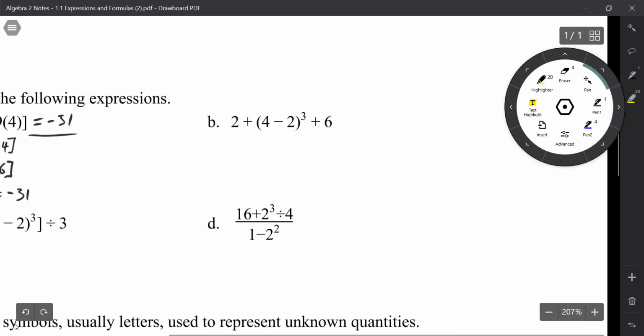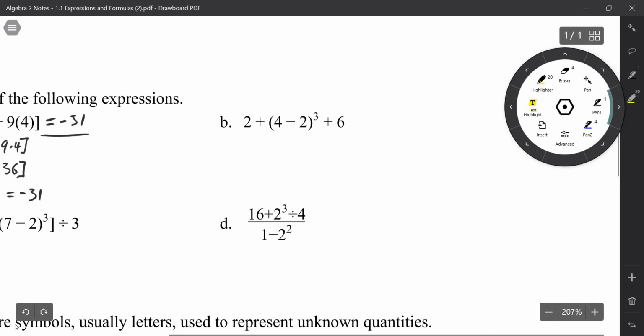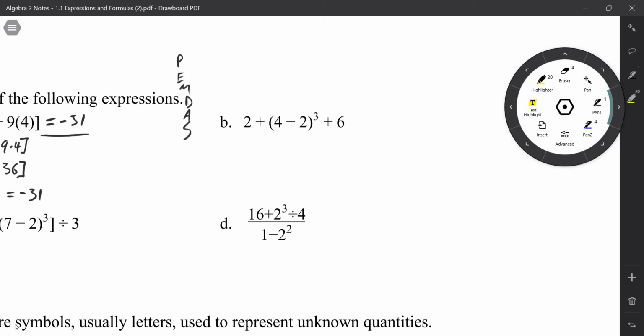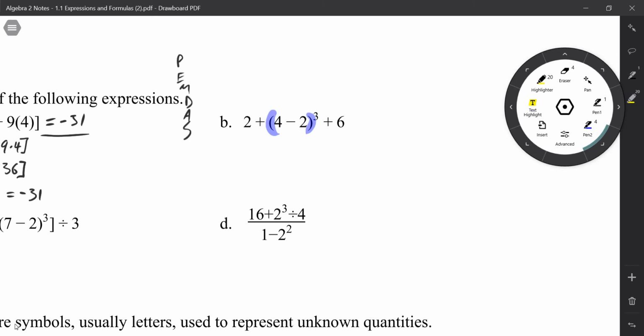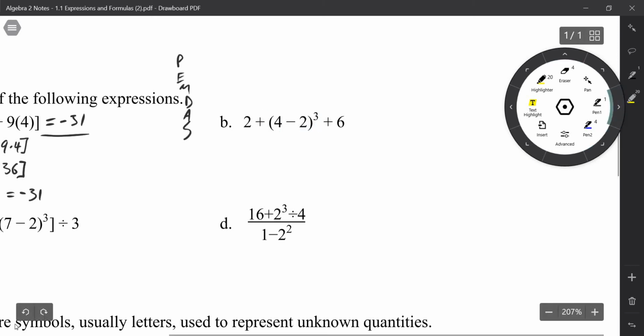Let's move straight on to the next one here. All right, let's see. We've got PEMDAS. We have parentheses in this whole expression. Yes, we do. So we're going to look at this set right here first. Do everything within these parentheses. All we've got is 4 minus 2. Easy enough. So 4 minus 2, which is going to be 2. Bring everything else down. 2 plus 2.